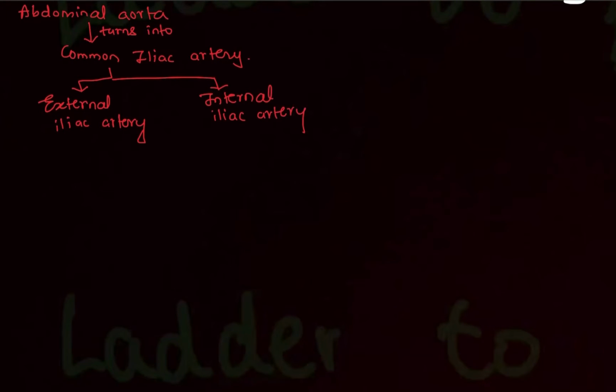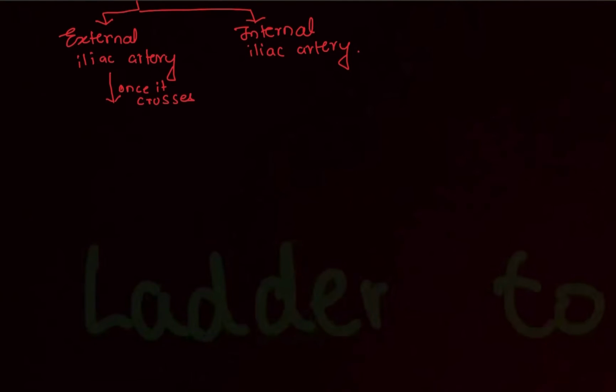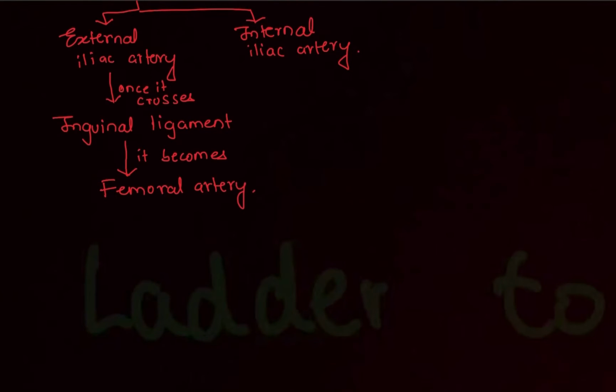So right now we are learning about the lower limb, right? So which artery should we focus more on? The external iliac artery. Once this external iliac artery crosses the inguinal ligament, we call it the femoral artery. So write down, it becomes the femoral artery.